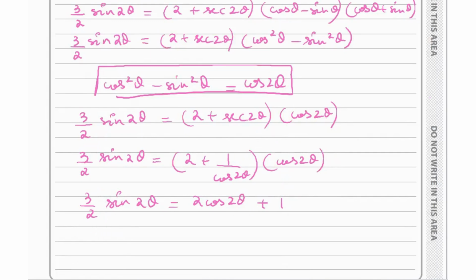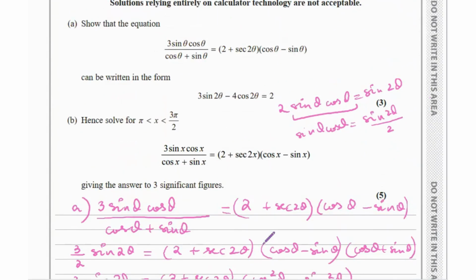So now again cross multiply to get rid of the fraction. So 3 sine 2 theta equals 6 cos 2 theta plus 3. So 3 sine 2 theta minus 6 cos 2 theta equals 3. I think that is, there's a 4.